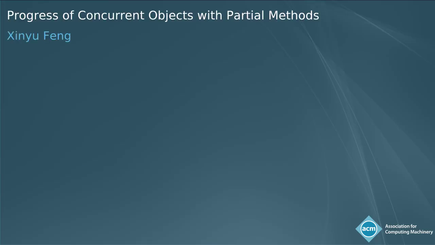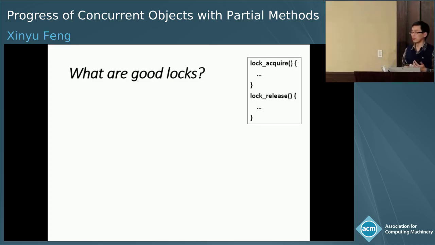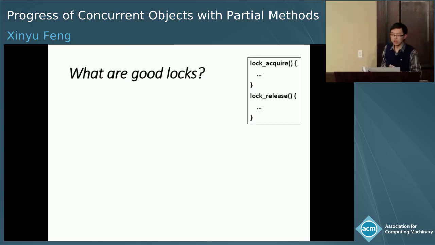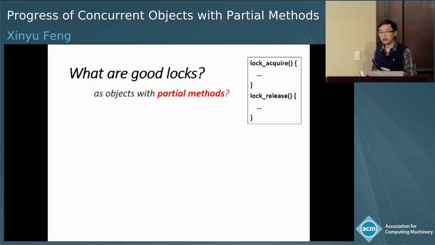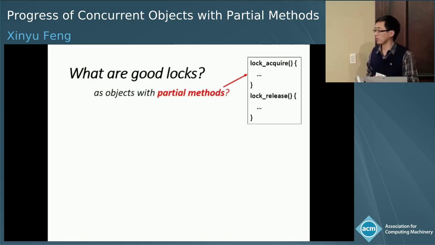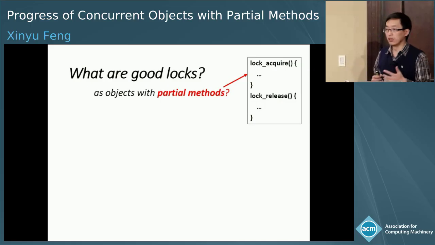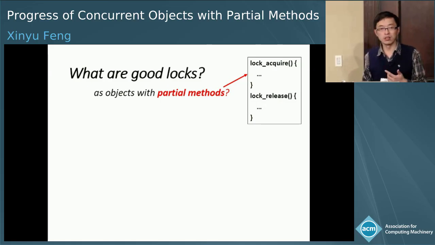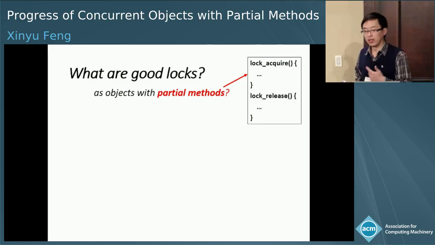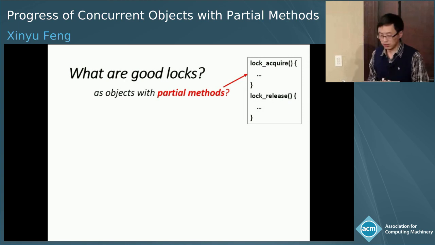So we all know about locks. We use locks in concurrent programs to do mutual exclusion. Now the question is, what are good implementations of locks? Or in general, what are good implementations of objects with partial methods? By partial method, I mean a method like acquire, which may not always return. Actually, under some conditions, it's supposed to not return, for instance, if the lock is not available.